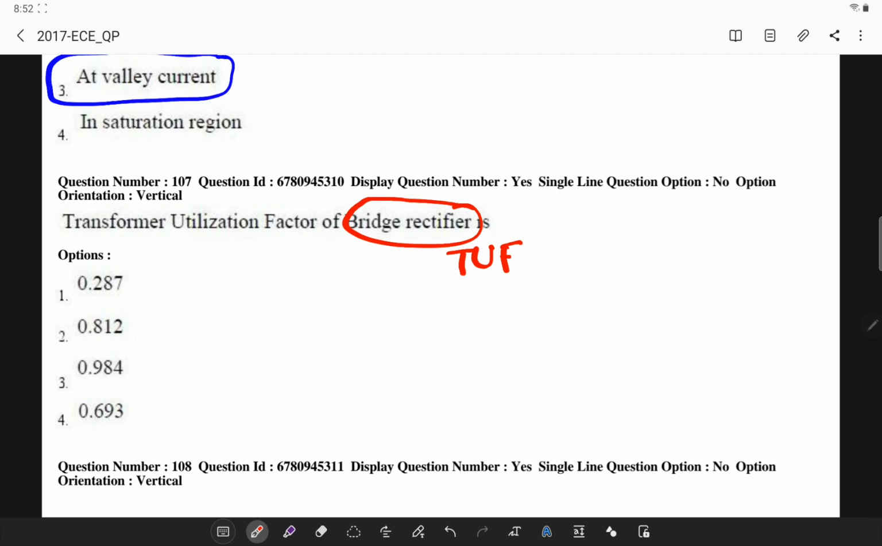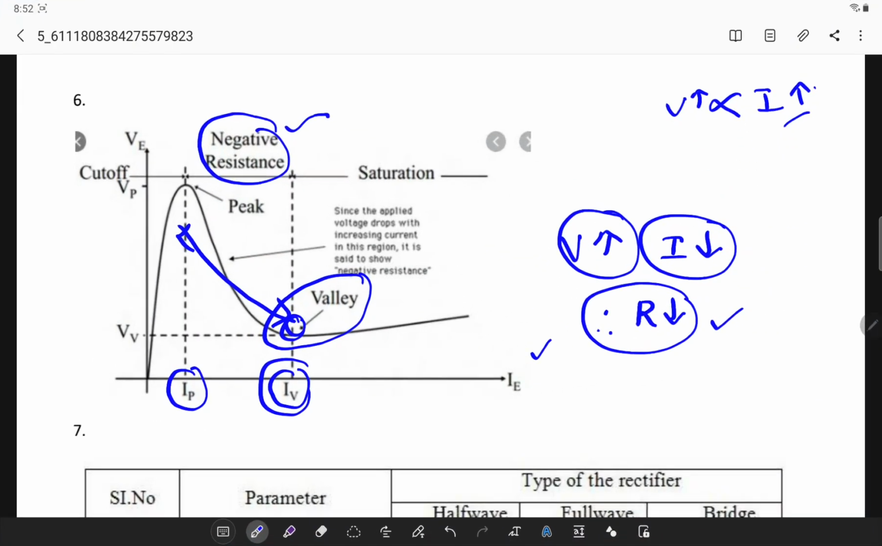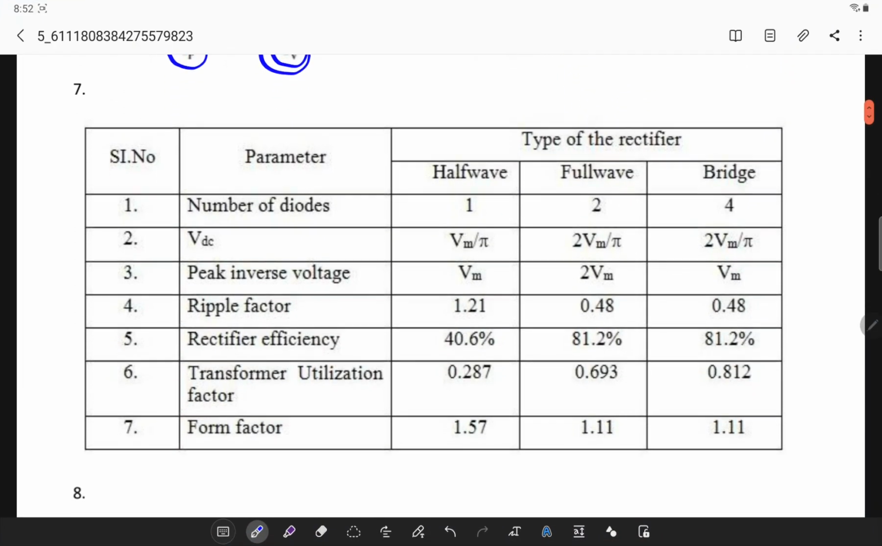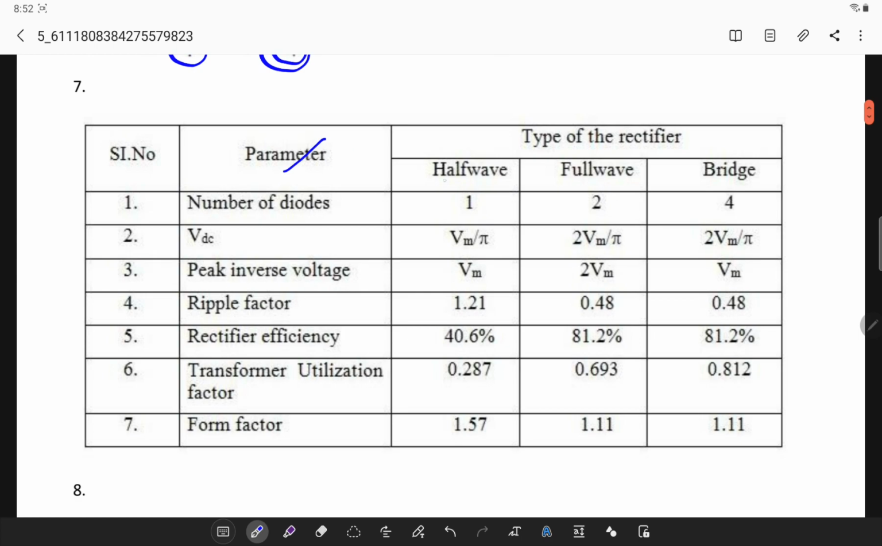Transformer utilization factor. The student has to remember a particular table, because we will be getting many number of questions from this topic, and the table is a comparison of various parameters for half wave, full wave and bridge wave. The first one is that the highest number of diodes are used in the bridge rectifier, whereas in half wave it is a single diode and in full wave it is 2 diodes. I will be only highlighting the important points in this table.